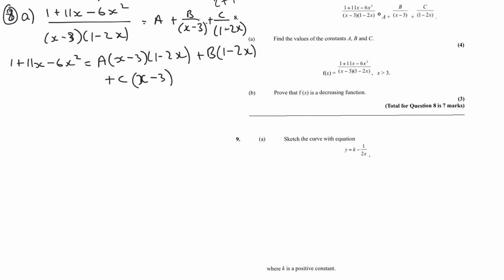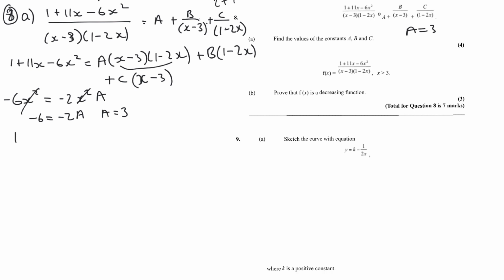We're going to be comparing coefficients. So let's have a look at minus 6x squared. So the only x squared here is when you've got x times minus 2x squared, which would be minus 2x squared a. So then cancel the x squareds, you've got minus 6 is equal to minus 2a, so a is equal to 3. So now we know what a is, we need to work out what b and c are.